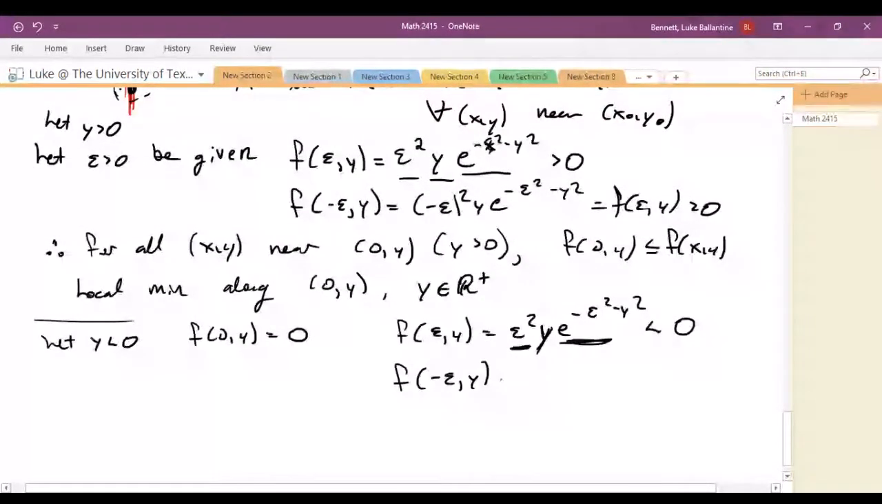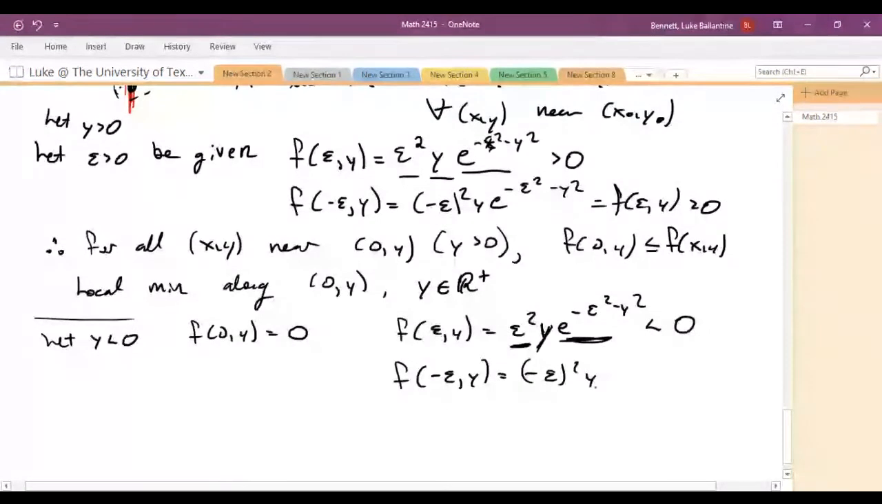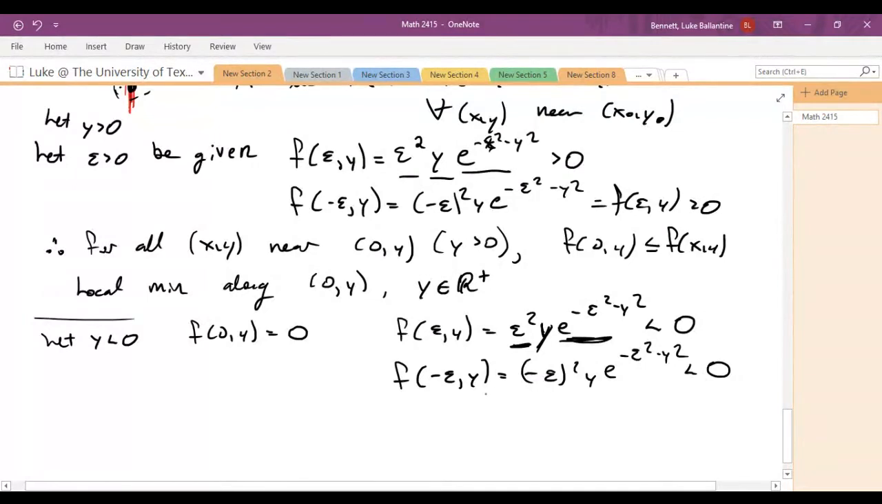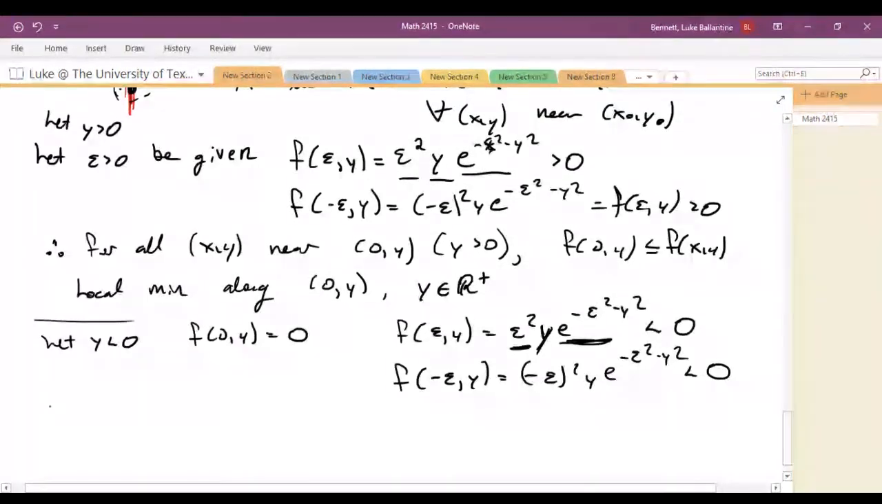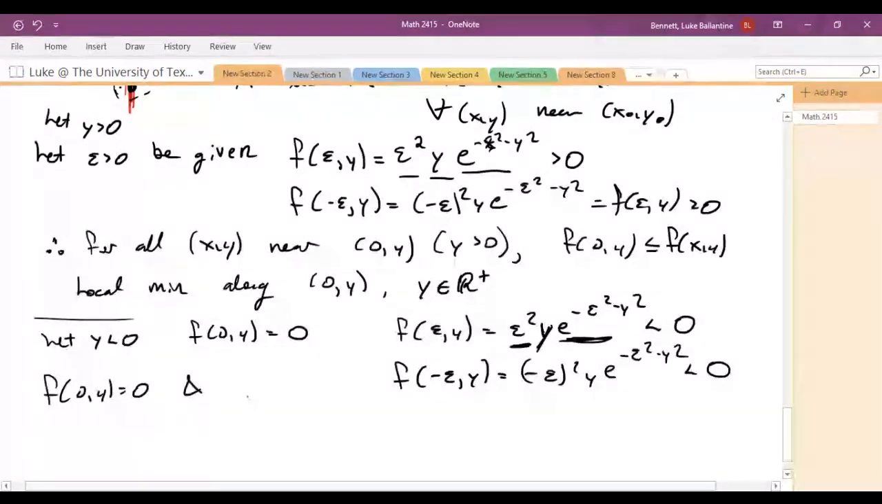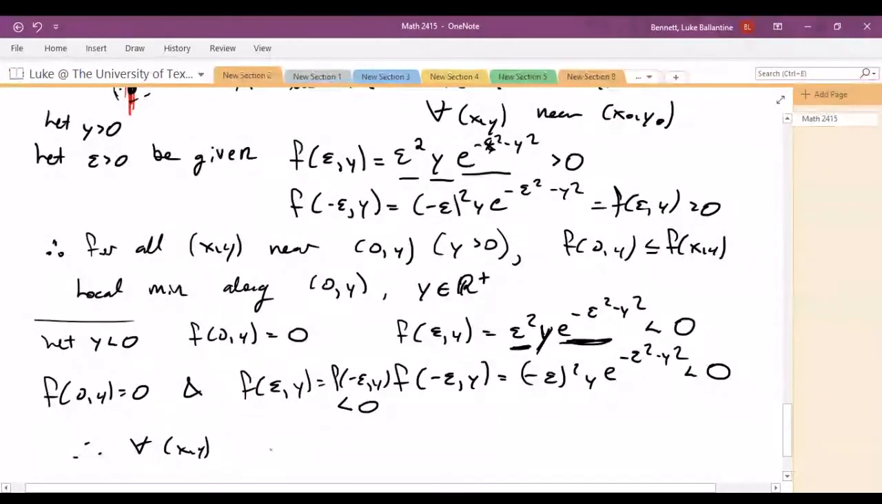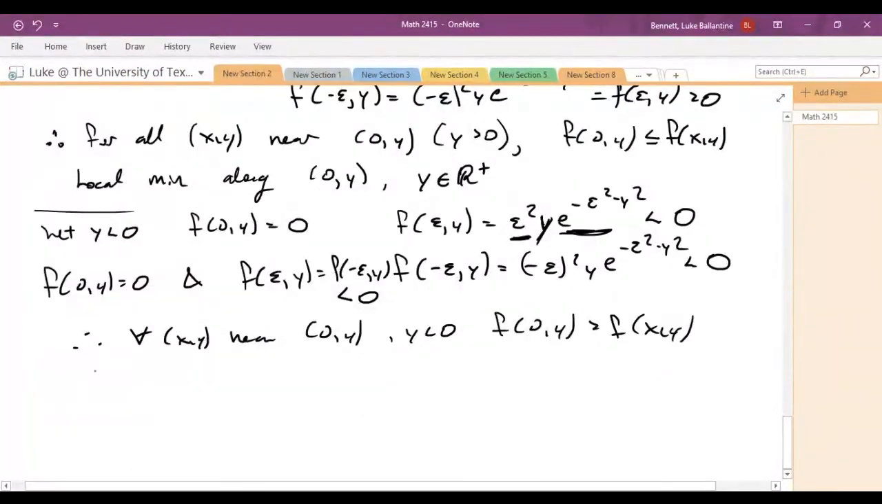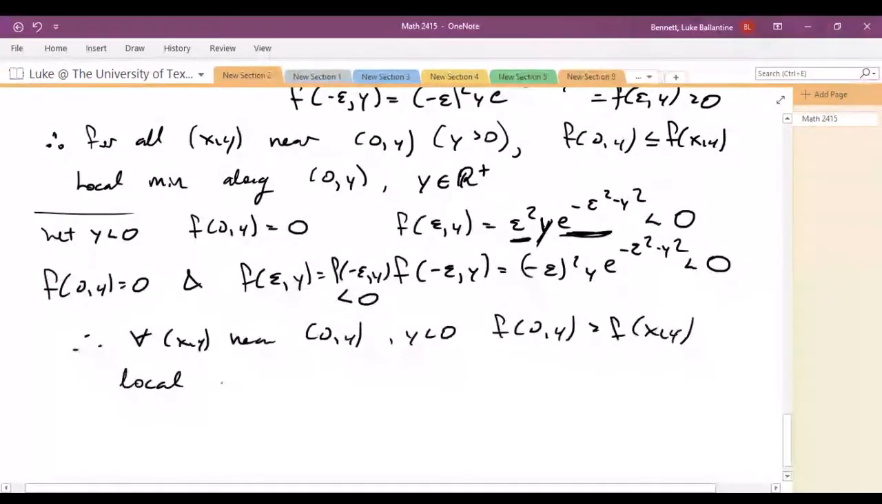And then the negative epsilon changes nothing because all x's are being squared. This is also less than 0 because it equals f of epsilon comma y. So we showed that f of 0 comma y equals 0 and f of epsilon comma y equals f of negative epsilon comma y is less than 0. Therefore, for all x, y near 0 comma y, where y is less than 0, f of 0 comma y is greater than f of x, y.